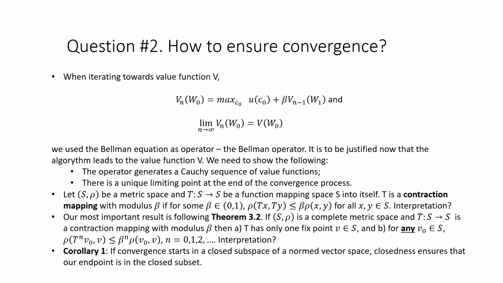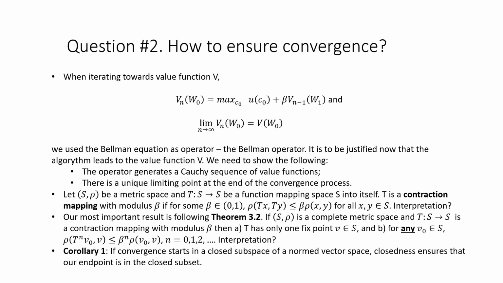Now it's time for us to turn to the second question, how to ensure convergence. Let me go back to the example at the end of the previous lecture. In that lengthy exercise, we were using an operator, we called it the Bellman operator, which was simply the Bellman equation in which we used the outcome of the previous approximation as the value function to have the next approximation to the value function of the infinite case.